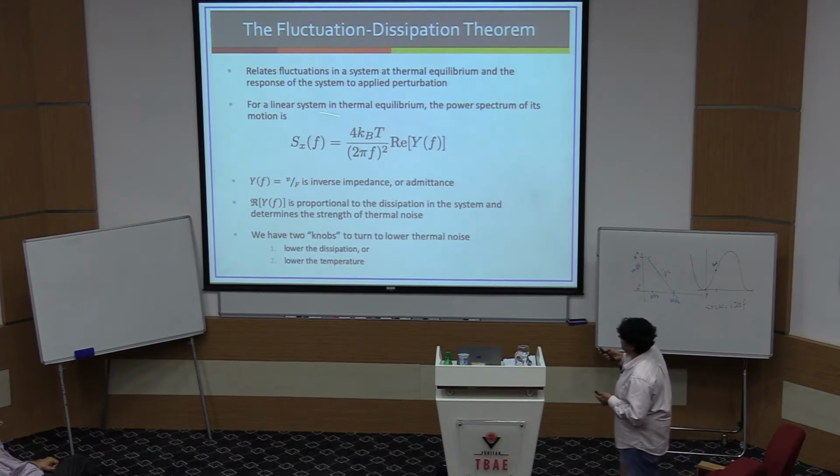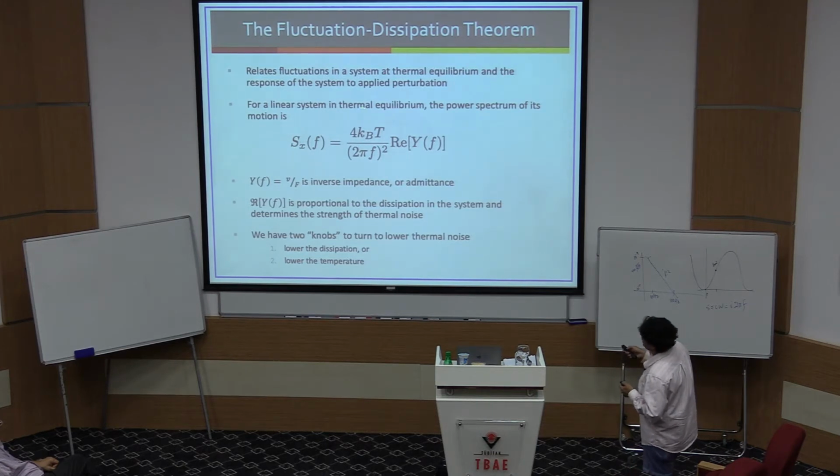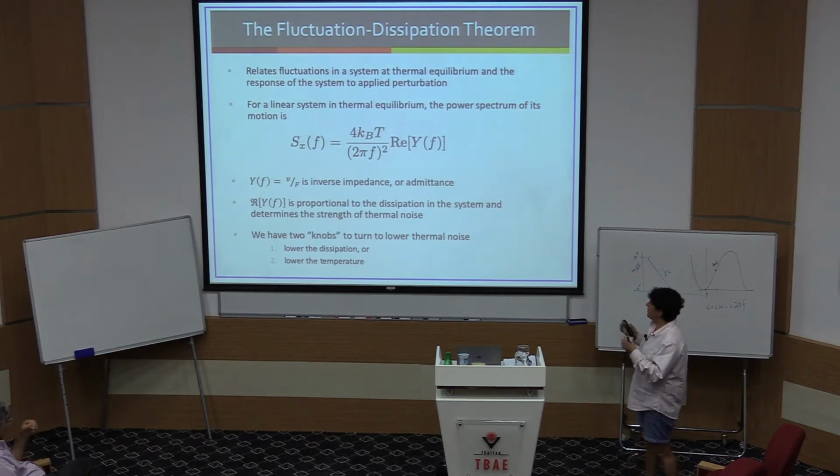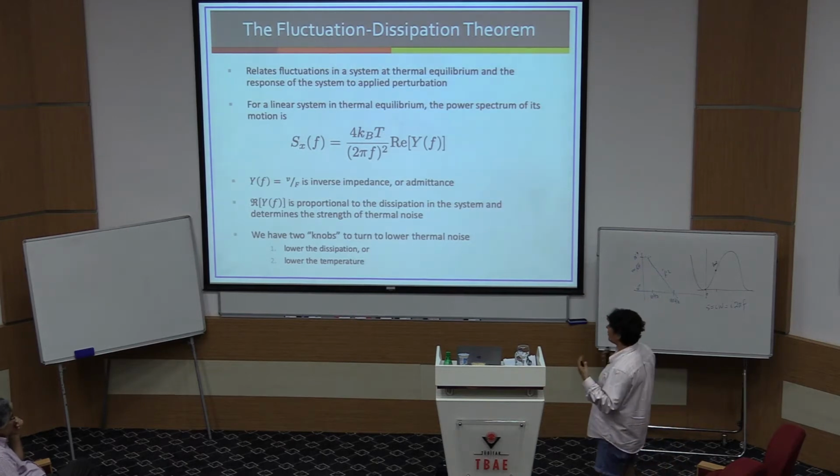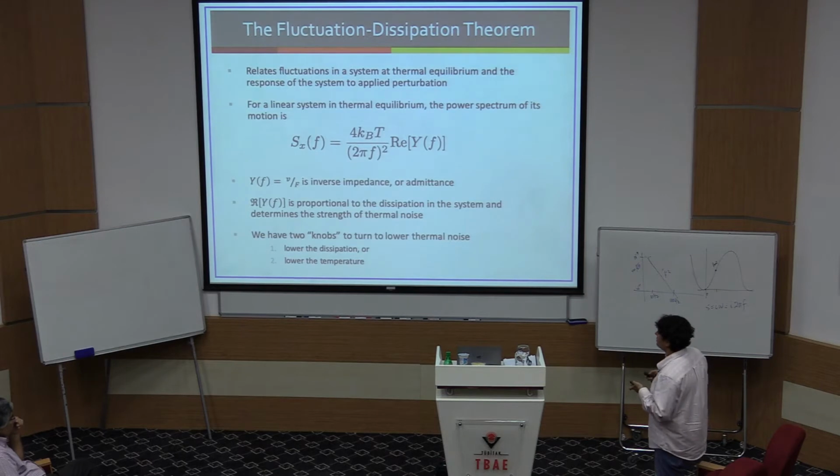Now here is the actual displacement power spectrum. It depends on temperature and some frequency stuff, and it depends on this quantity, which is the real part of something called the admittance. Admittance is the inverse of impedance. I like neither of those. I will give you a much simpler version in a moment because it's not very intuitive. But I think impedance is certainly more intuitive than admittance, but it's really just the inverse. Whether you dissipate or not. The real part of F, so this is the important statement, is proportional to the dissipation in the system, and therefore determines how much the thermal noise is going to bother you.